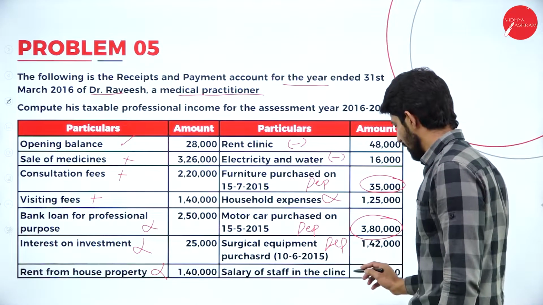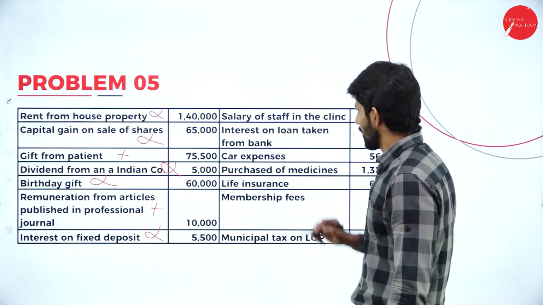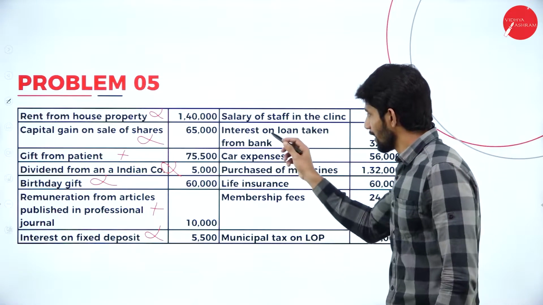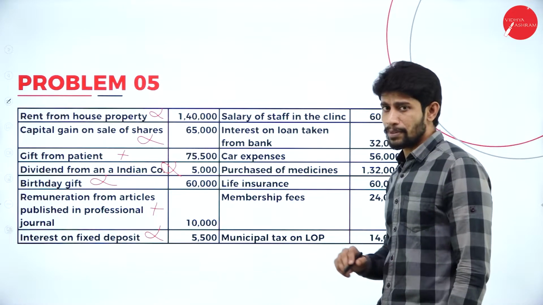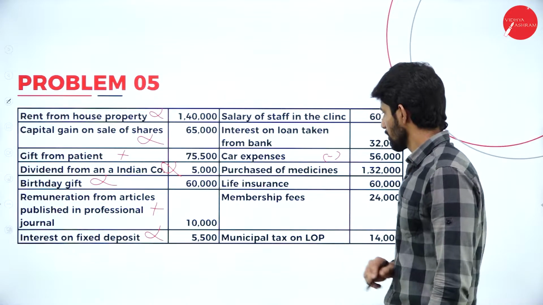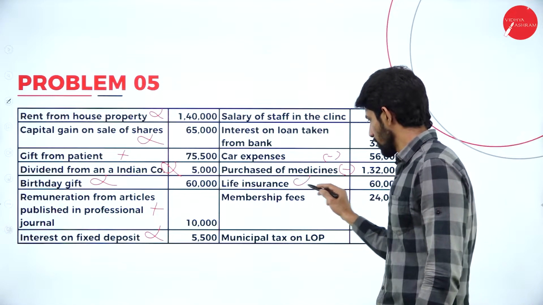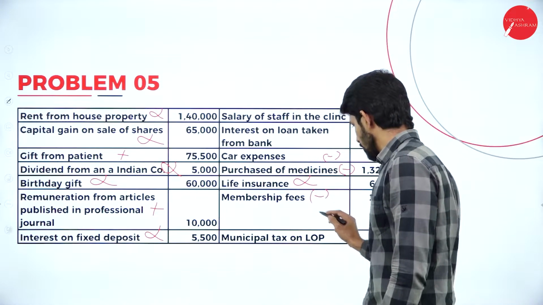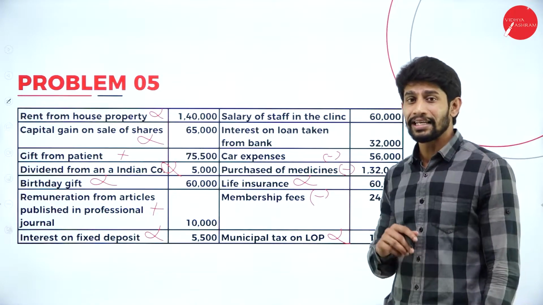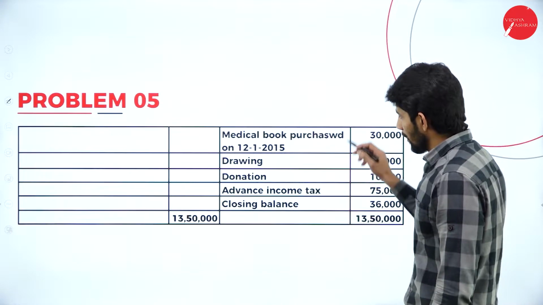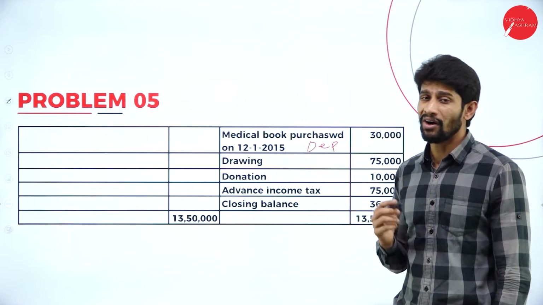Salary of staff in clinic, yes, it's a professional expenditure. Next, salary to staff in clinic, professional expenditure, fine. Interest on loan taken from bank, so professional expenditure. Car expenses, okay, fine, professional. Next, purchase of medicines, yes, professional expenditure. Life insurance, not a professional expenditure. Membership fees, professional. Municipal tax, yes, it is not a professional expenditure. It's relating to income from house property. Next, medical books purchased, professional expenditure, but we will give depreciation on all the purchases.